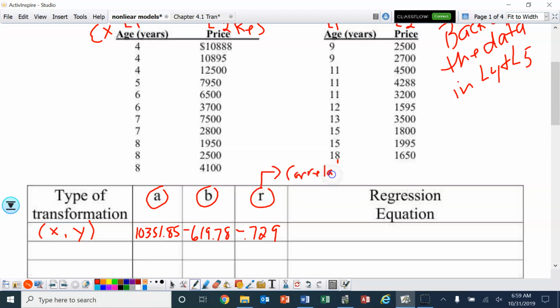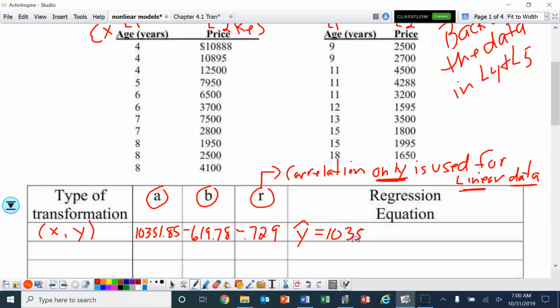Now, something you need to remember. Correlation only is used for linear data. That's why we have to transform this data. You can only use R on linear data. Only on linear data. All right, so our equation is y hat equals 10,351.85 minus 619.78x. All right, let's just take a look at that.